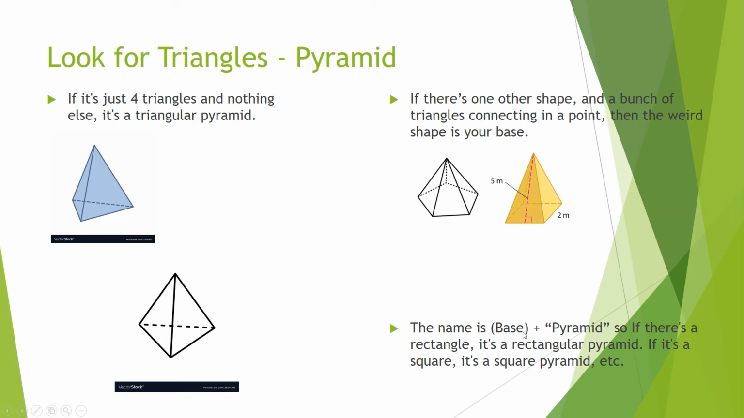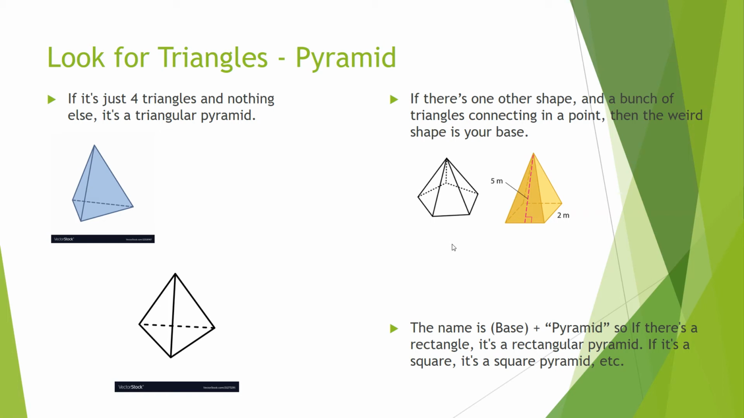Again, just like with the prisms, it's the name of the shape and then the word pyramid. So you should be saying rectangular pyramid. Square, the adjective is also square. This is a pentagonal pyramid because it's a pentagon for the base. Know that that weird shape is your base.